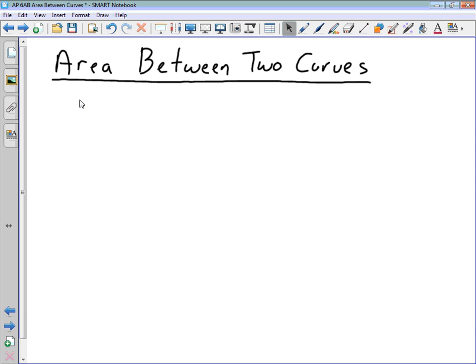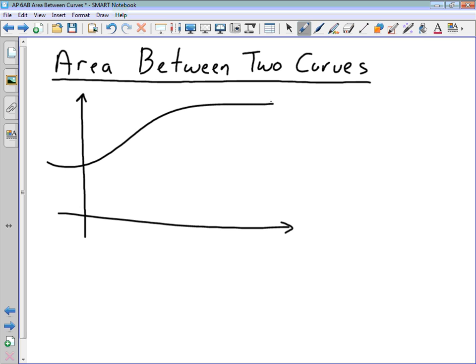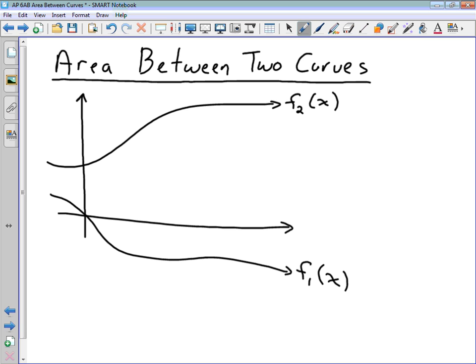So we'll start here by just visualizing what this situation would look like, and we'll go back to some of the stuff that we did when we were just learning integration to justify the approach that we're going to take. So let's say we have some function here. We'll call this f2 at x, and then we've got some other function that might go like this. We'll call this f1 at x.